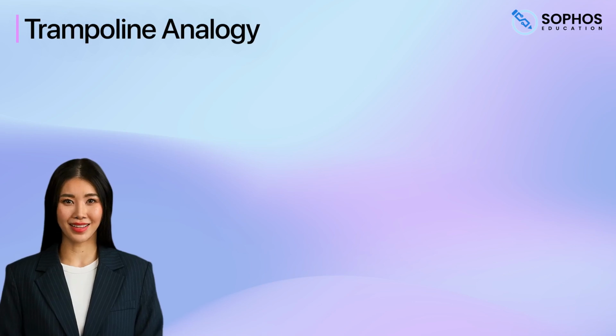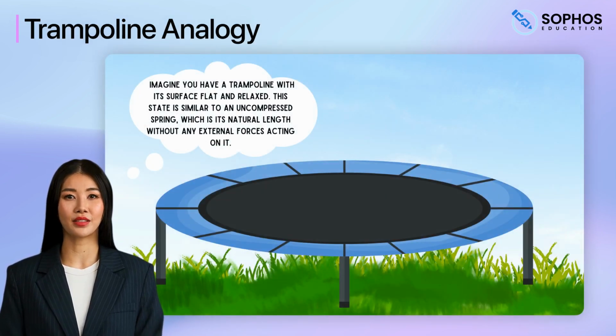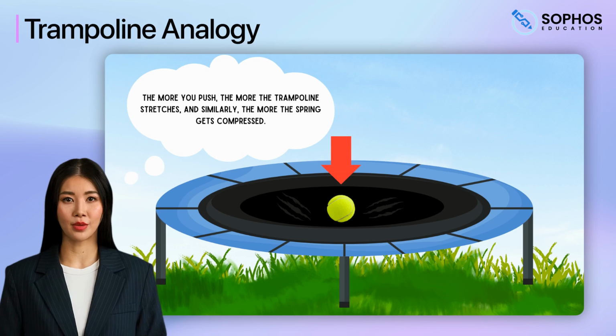To help you visualize this, let's use an analogy. Imagine you have a trampoline with its surface flat and relaxed. This state is similar to an uncompressed spring, which is its natural length without any external forces acting on it. Now, if you place a ball on the surface of the trampoline and start pushing down, you are applying a force. This force causes the trampoline's surface to deform, just like a spring deforms when you compress it. The more you push, the more the trampoline stretches, and similarly, the more the spring gets compressed.